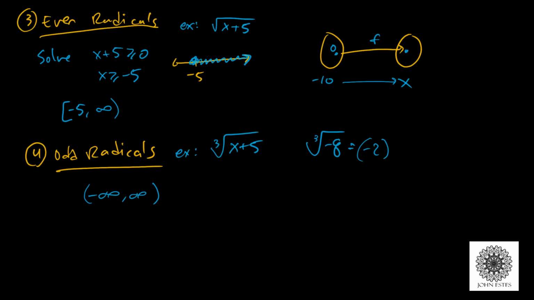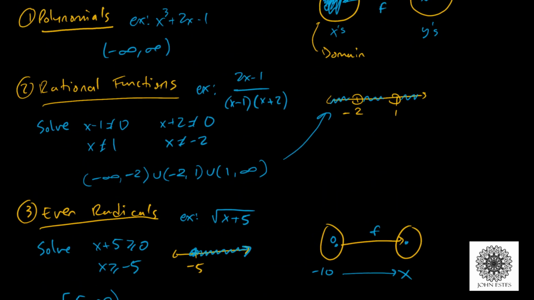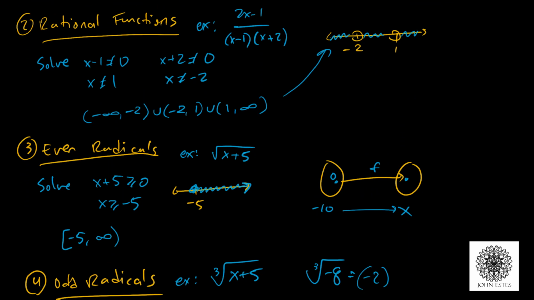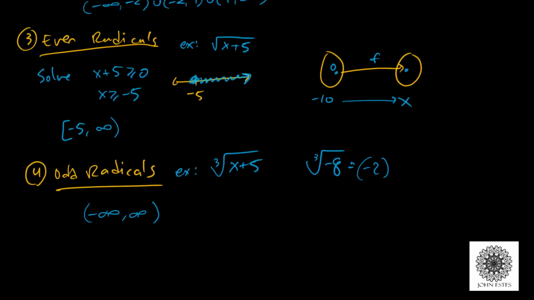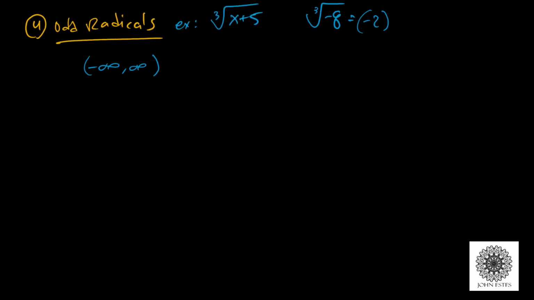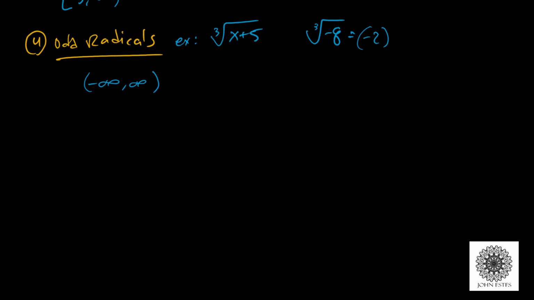Now we have covered the four basic cases that you see in an algebra course when you're worried about domains. Again, those are polynomials, where it's everything; rational functions, where the denominator can't be 0; even radicals, where you have to make sure what's under the radical is greater than or equal to 0; and odd radicals, which is everything, negative infinity to infinity.